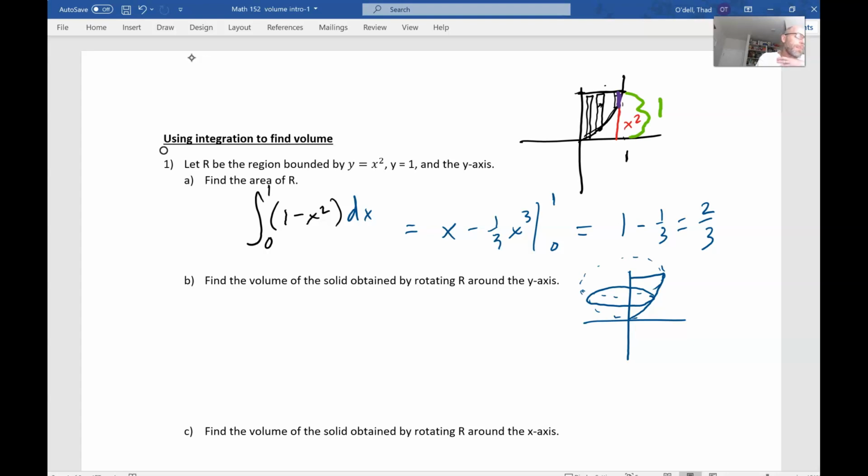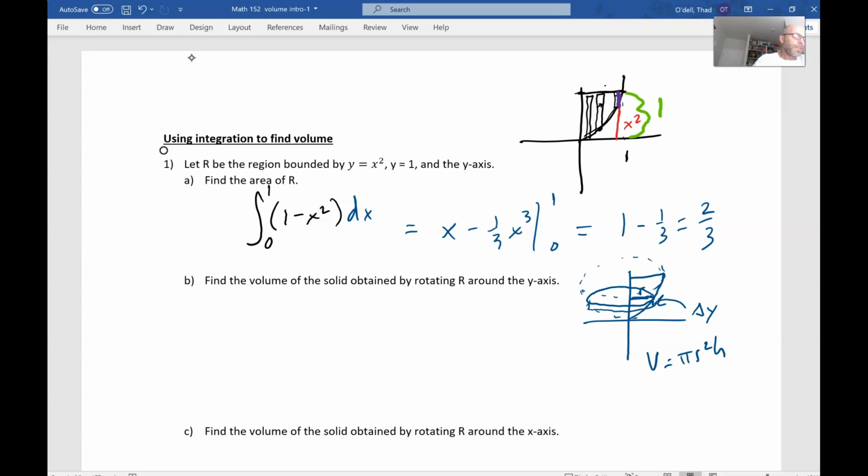So it is a washer, which means I need to find the volume of a washer. I'm sorry, it is a disc or a cylinder. There's no hole in the middle. So if you think about volume of cylinders, the volume of a cylinder is pi r squared times height. In this little cylinder, the height is going to be a small little change in y, and that right there would be the radius.